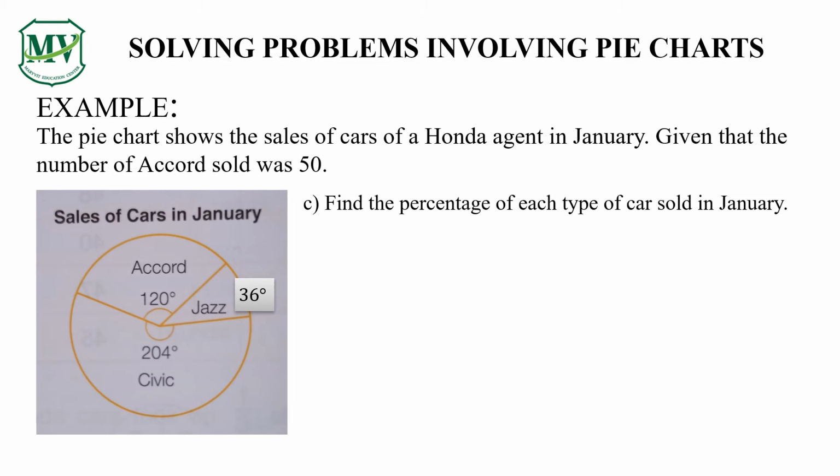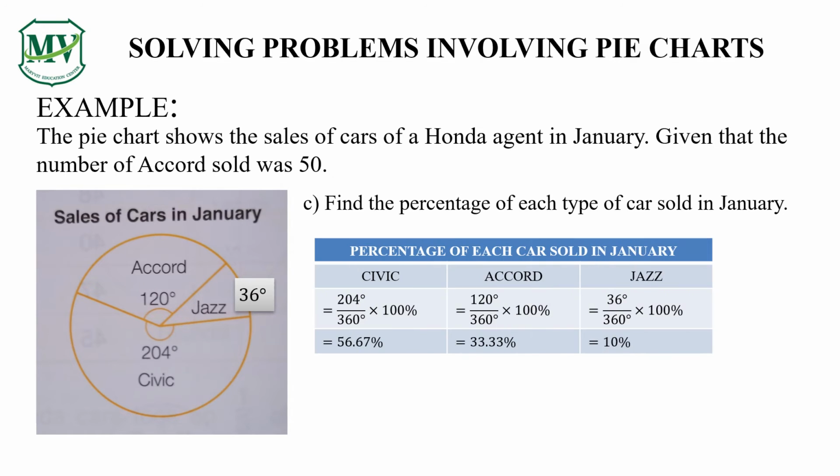Last question. Find the percentage of each type of car sold in January. To find the percentage of each type of car sold in January, just simply divide the angle sector of each car by 360 degrees and multiply by 100%. For Civic, the percentage is 56.67%. For Accord, the percentage is 33.33%. For Jazz, the percentage is 10%.